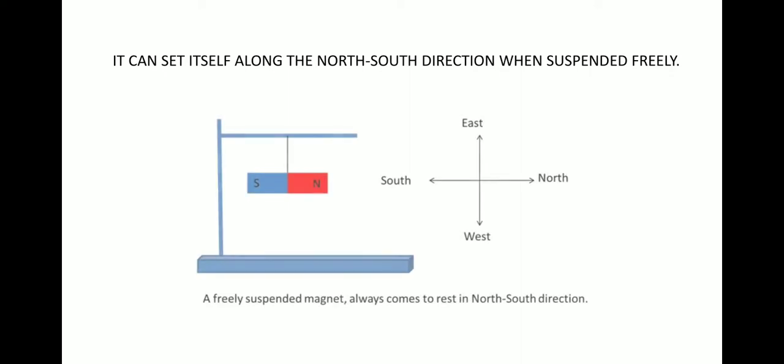Also, a magnet can set itself along the north-south direction when suspended freely. So if you suspend a magnet like this freely, when it comes to rest, the north pole of the magnet will face the geographic north, and the south pole of the magnet will face the geographic south. So a freely suspended magnet always comes to rest in the north-south direction.